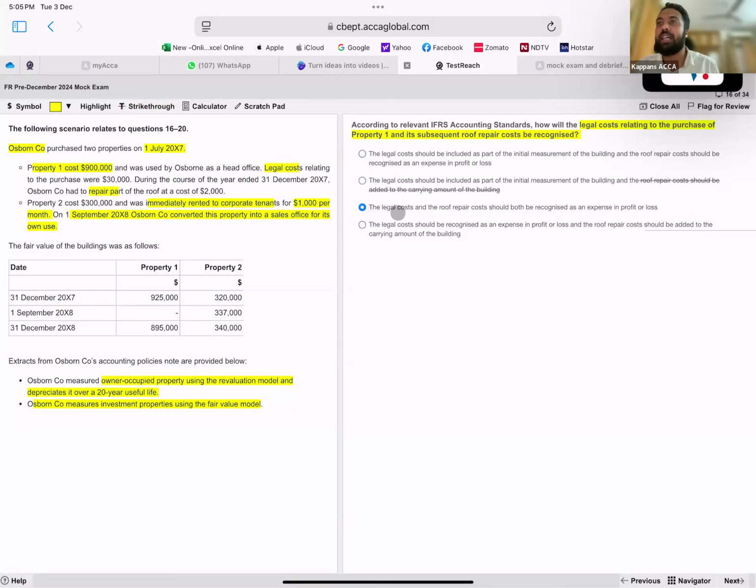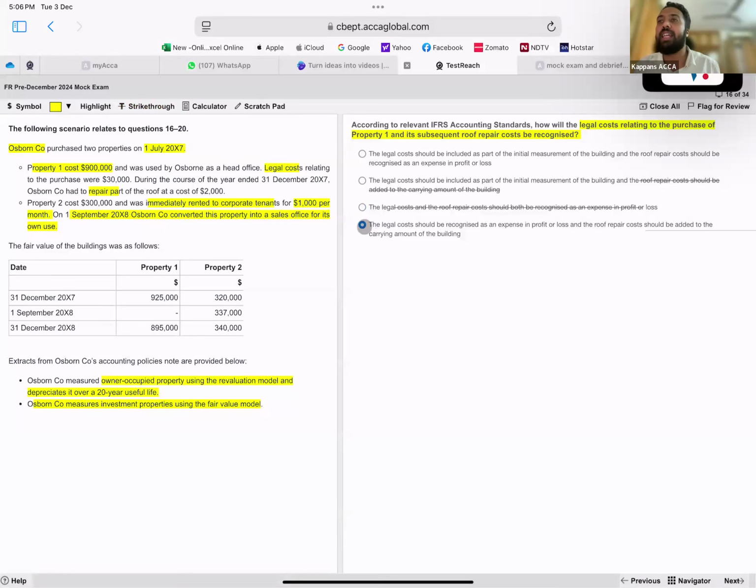Option C says that legal costs and repair costs should both be recognized as an expense in the profit and loss account. That is wrong. Legal costs associated with the purchase of an asset should be capitalized along with the initial recognition cost. Repair costs can be expensed to P&L. So option C is wrong.